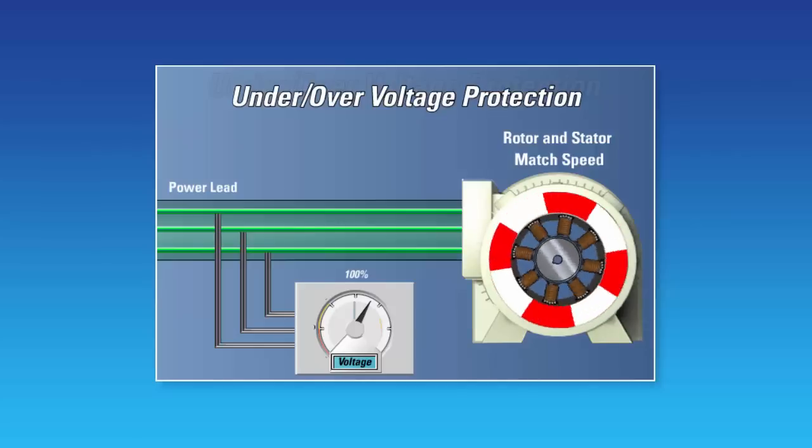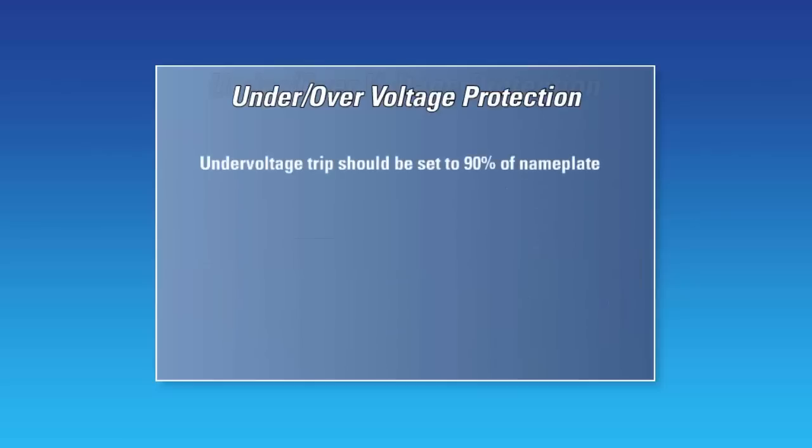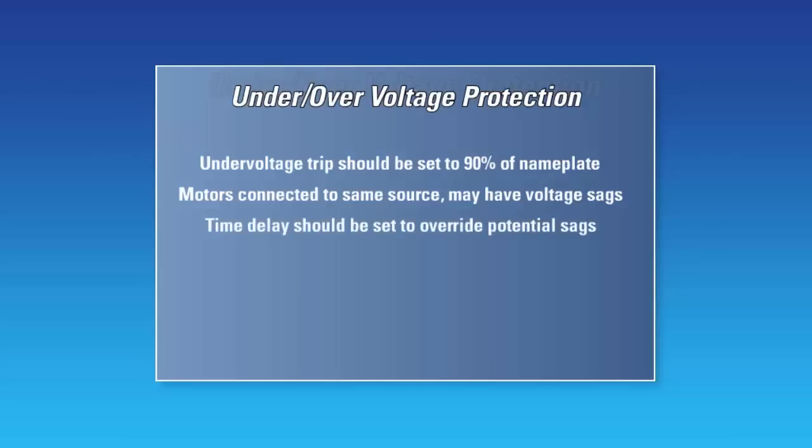The undervoltage trip should be set to 90% of nameplate, unless otherwise stated on the data sheets. Motors that are connected to the same source may experience a temporary undervoltage when one of the motors starts. To override these temporary sags, a time delay set point has been incorporated into the undervoltage element. The overvoltage element should be set to 110% of the motor's nameplate, unless otherwise stated in the data sheets.